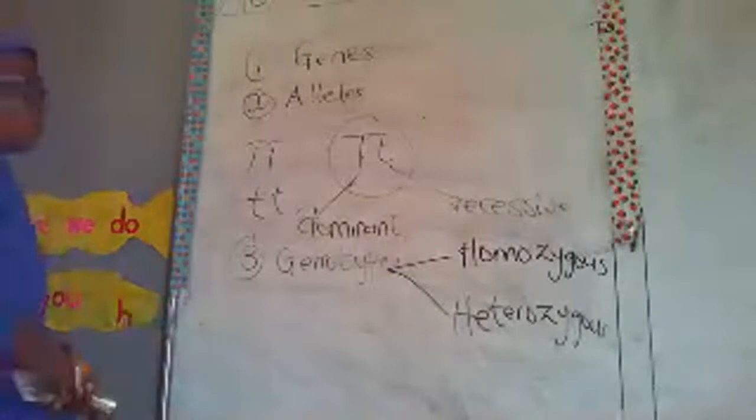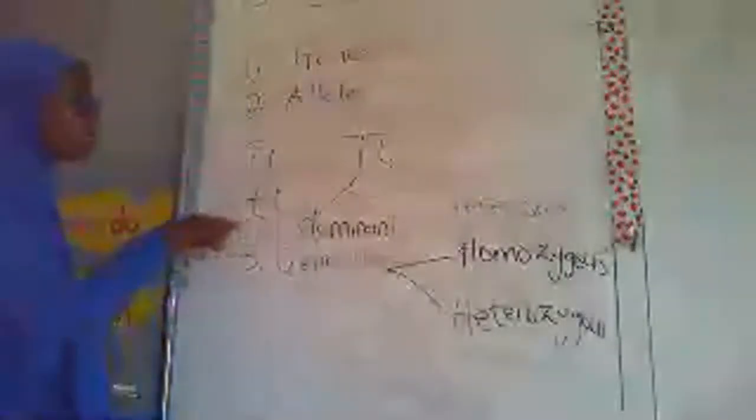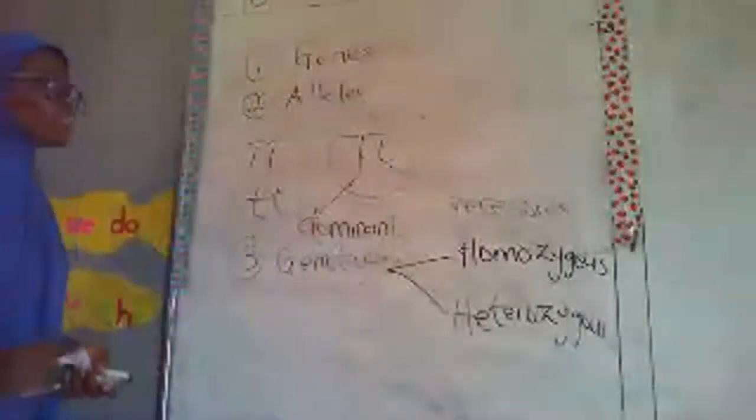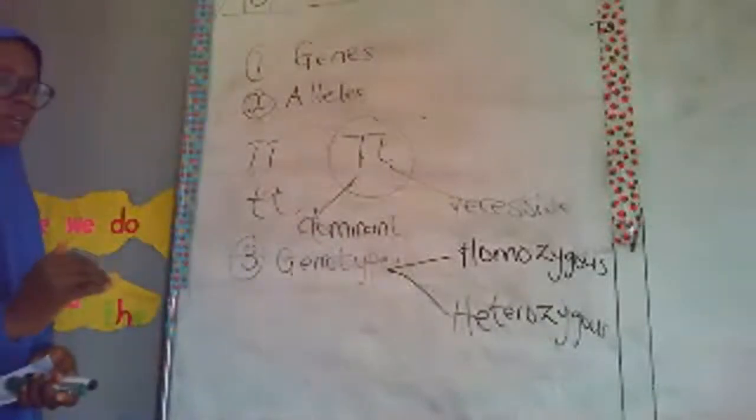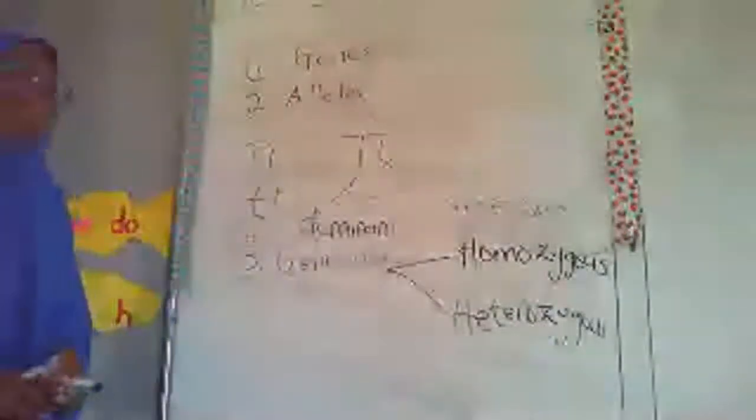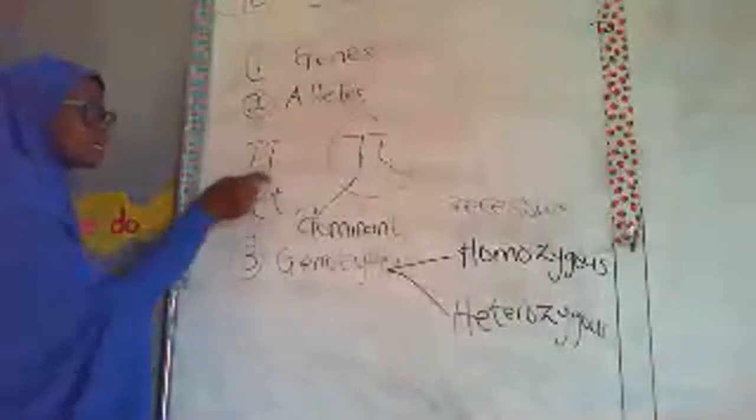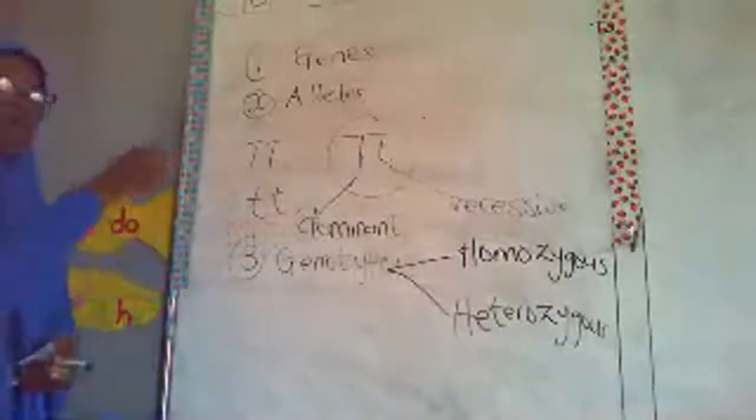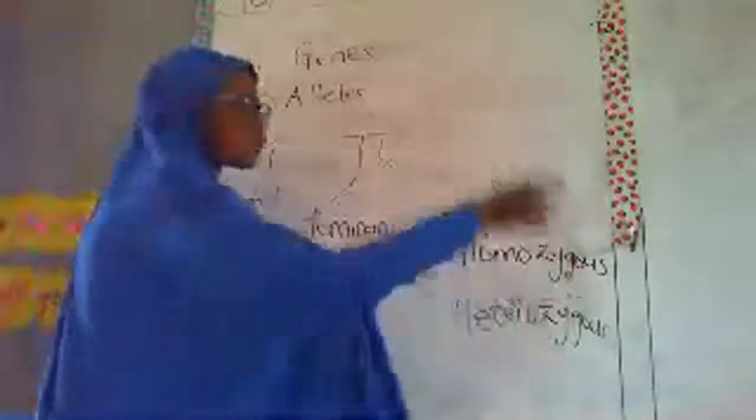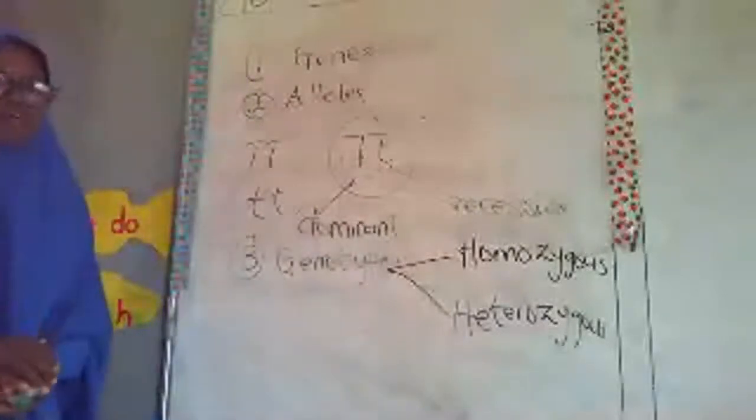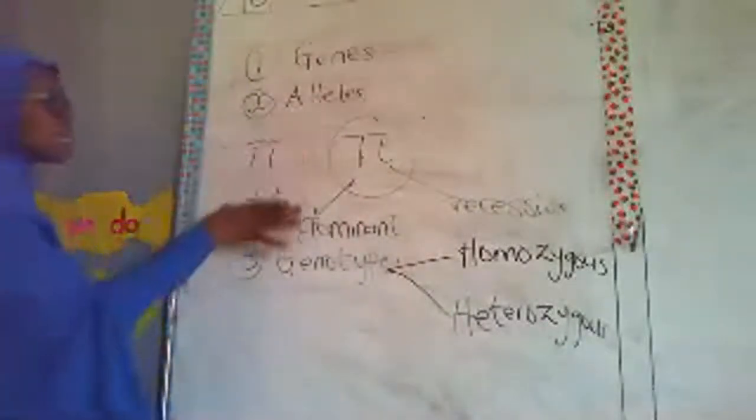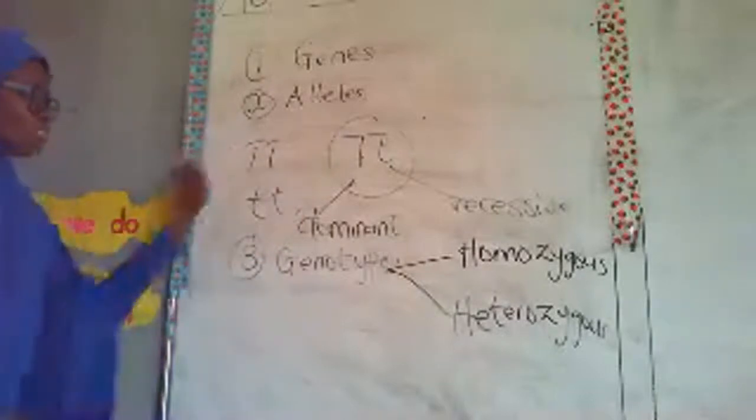Look at this. When the allele determining a trait is what? The same. Homo means same. Hetero means different. But when they are the same, like this one you are seeing here, the allele for tall and for short, when they are the same this way, it is what? Homozygous. But when they are different, like this one you are seeing here, it is what? Heterozygous.